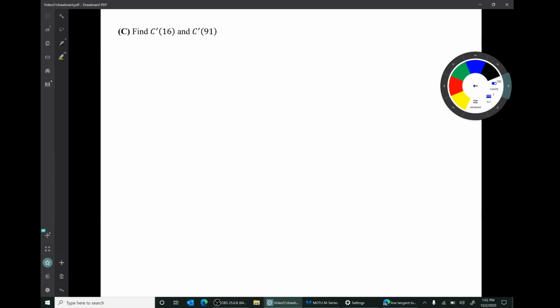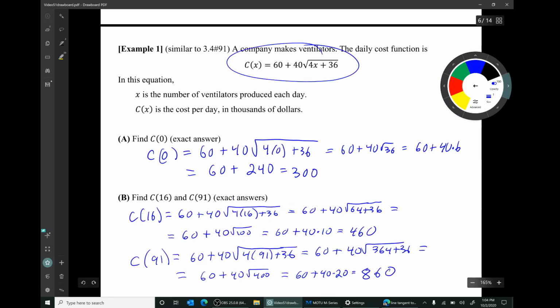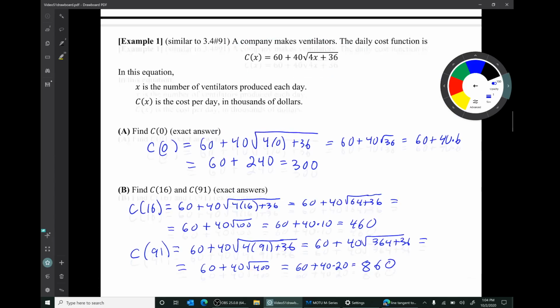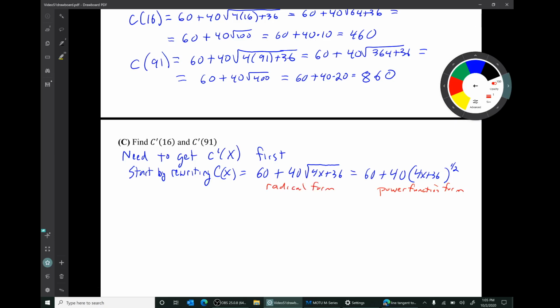Question C is to find these two quantities, C prime of 16 and C prime of 91. Well, to find those, we need to find C prime of x first. Now, in order to get C prime, we should rewrite the function C of x. C of x is this function, which is given in radical form. We should rewrite that in power function form. Okay, now we're ready to find C prime of x.